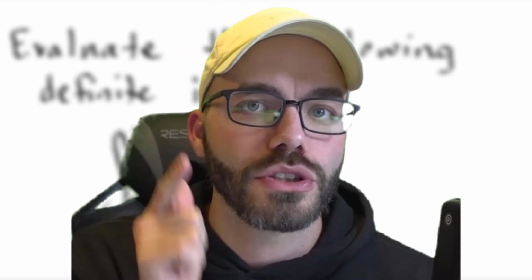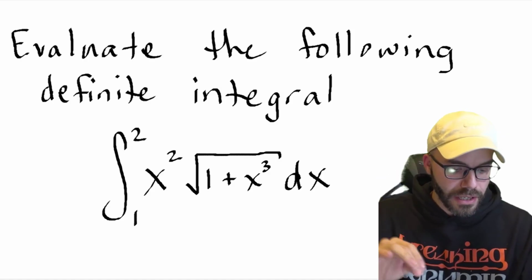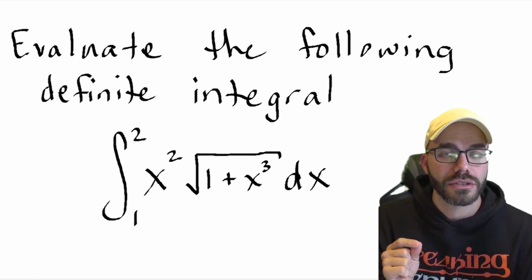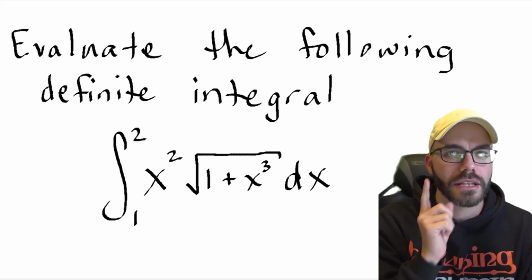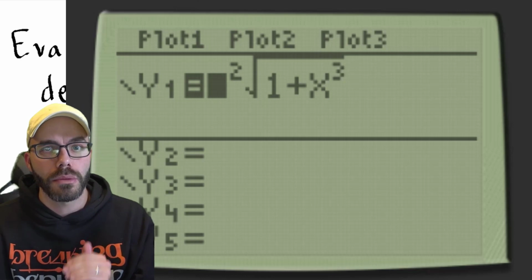All right, here's a quick video on evaluating an integral using U-substitution. Integrate x squared times the square root of 1 plus x to the third from 1 to 2. Let's first look at the graph. Y equals x squared times the square root of 1 plus x to the third.